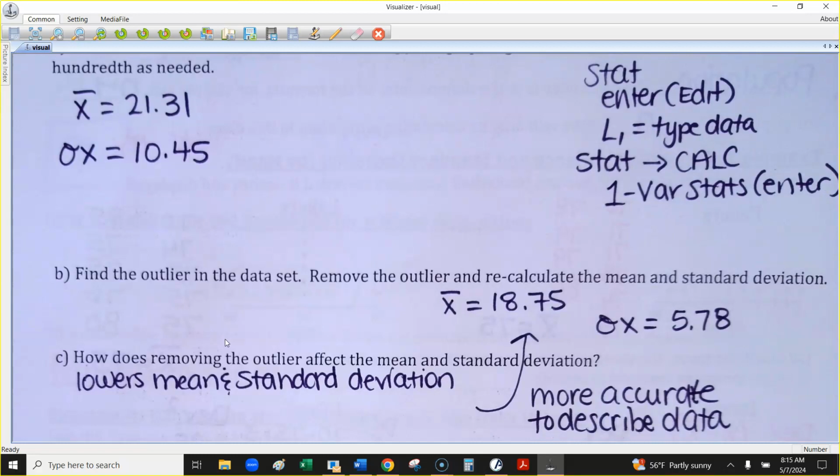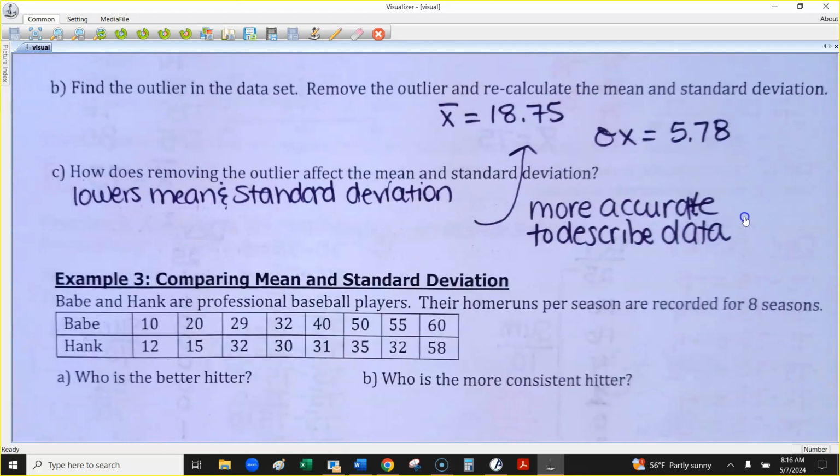So is anybody having a question? But you can see just removing that one value totally changed what we had for the mean and the standard deviation. Okay, I'm going to do one more quick example. We're going to do this one on the calculator too.